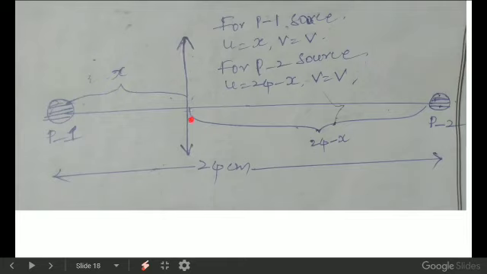We don't know at what distance we have to place this lens from the point sources. So let's consider that we place the lens at x distance from point source 1. Then the image will be formed at v distance, let's consider. So this acts as the object to the lens.